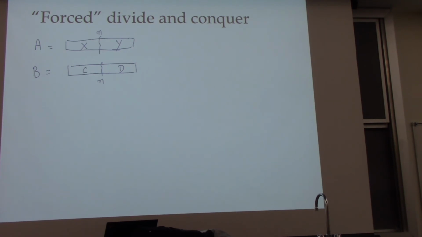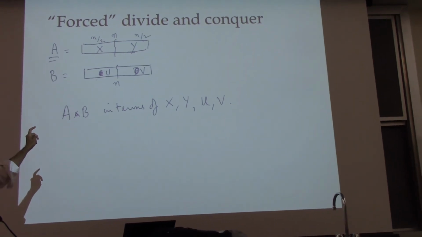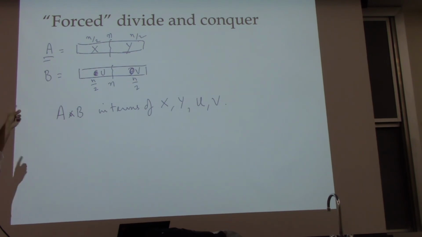So I want to write A times B in terms of X, Y. Actually, let's call this U and V. Okay, so there are cleaner letters. So how would you write A times B in terms of X, Y, U and V? First let's start with how would you write A in terms of X and Y. Sorry, this is actually n. So these are n by 2, n by 2. Both of these are actually n.